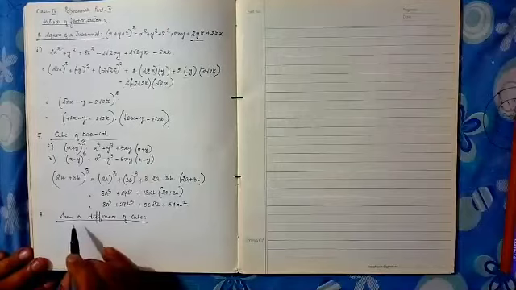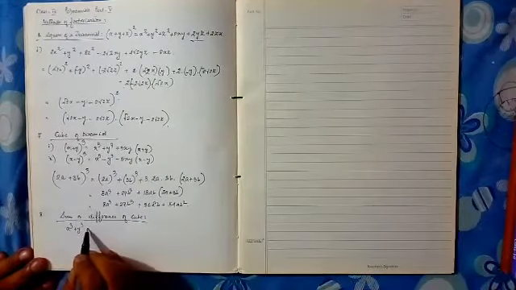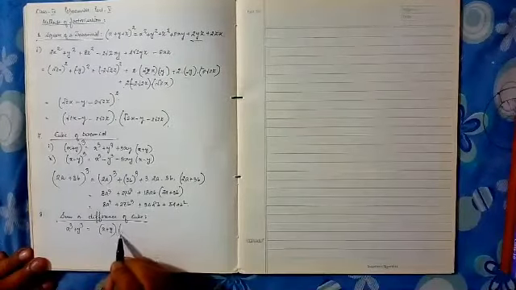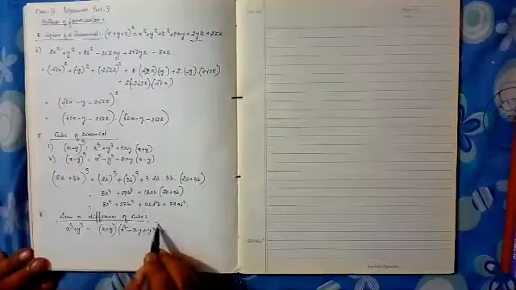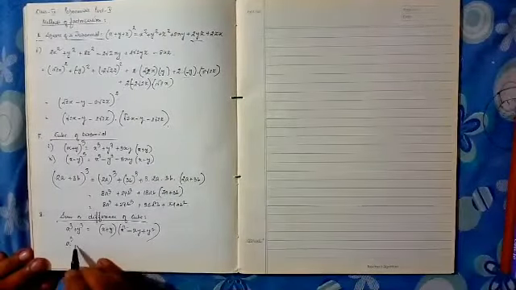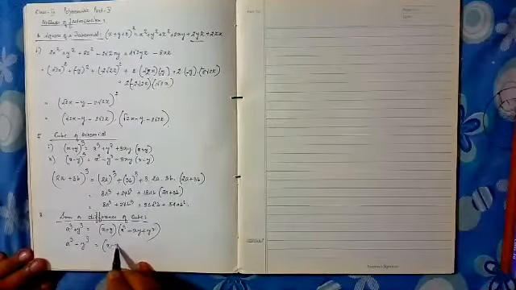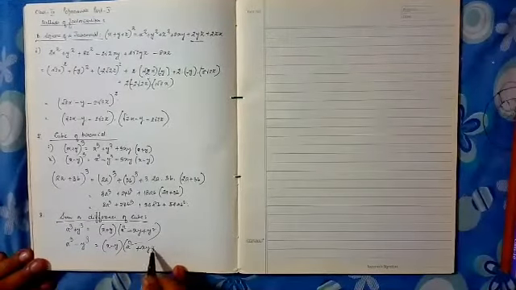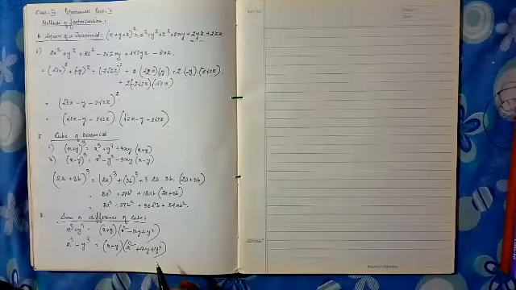So the identities used will be x cube plus y cube is equal to x plus y into x square minus xy plus y square, and x cube minus y cube is equal to x minus y into x square plus xy plus y square. I am explaining, taking one example.